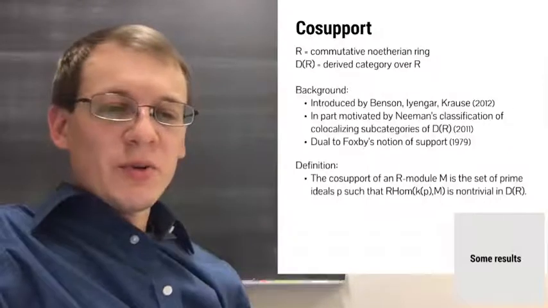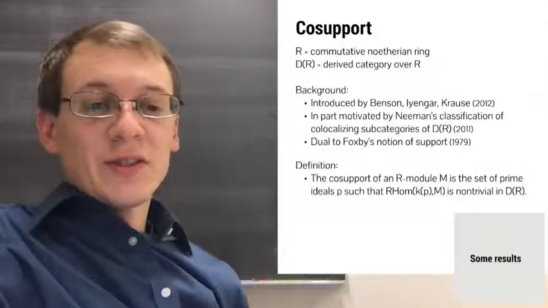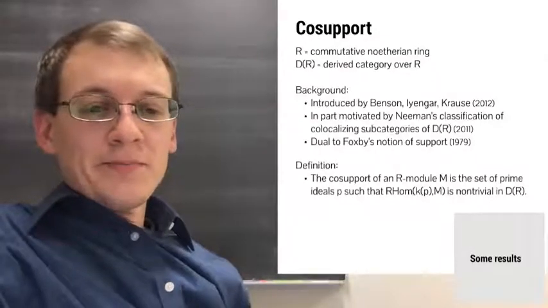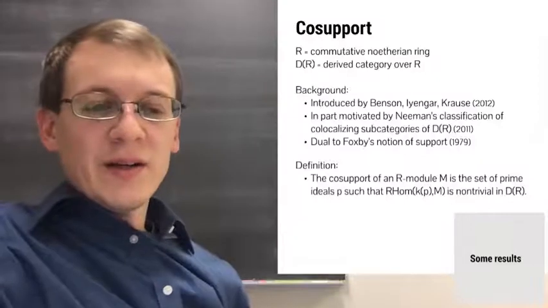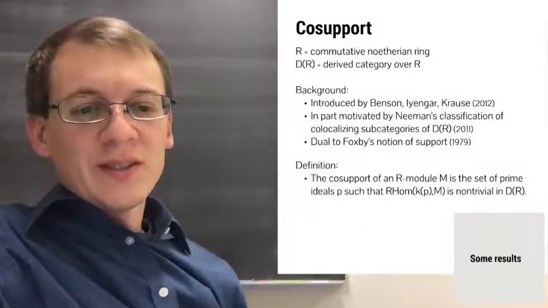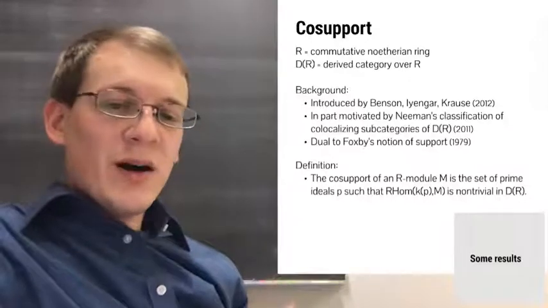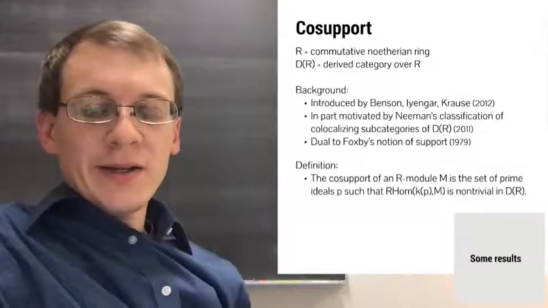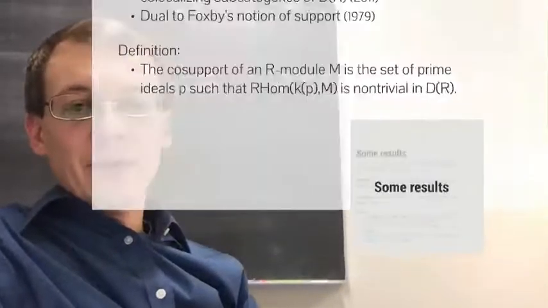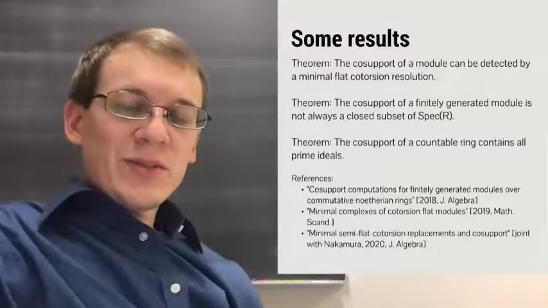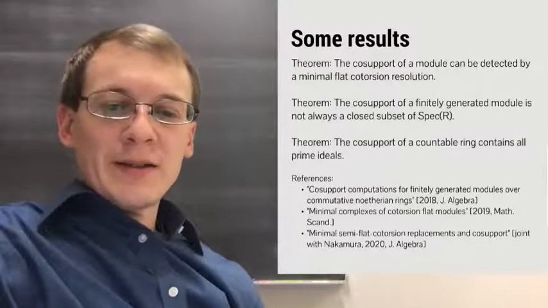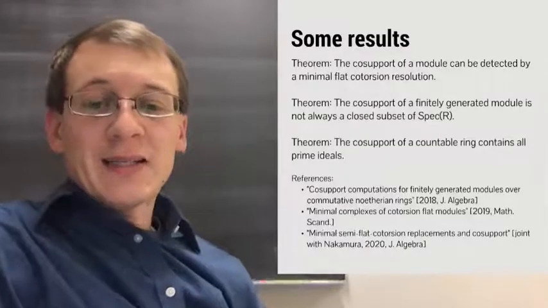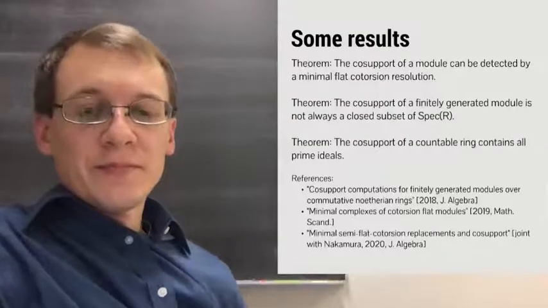The definition of Cosupport you can think of in a lot of different ways. For instance, you can define Cosupport in terms of completion and co-localization. The definition I've put up on the screen here is that you can think of Cosupport as the set of prime ideals such that when you hom the residue field of the local ring into your module or complex, you get something that's non-trivial in the derived category. Probably my most central result in this topic is that the cosupport of a module or complex can be detected by a minimal flat cotorsion resolution.